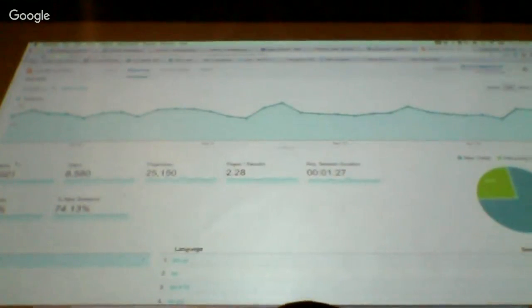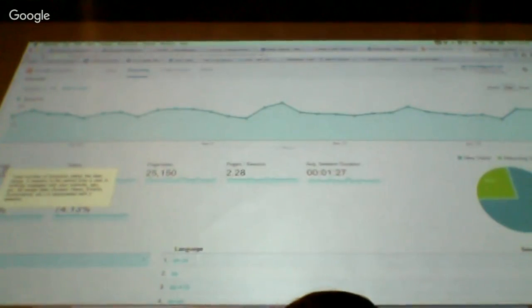Make sense? So the number of sessions is the number of individual times that someone came to the site, a separate time that you came there.